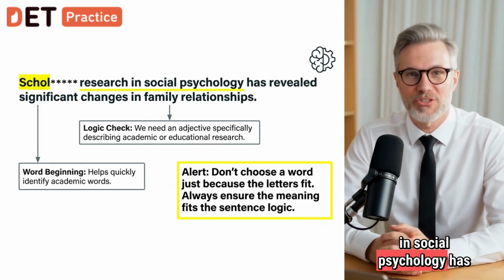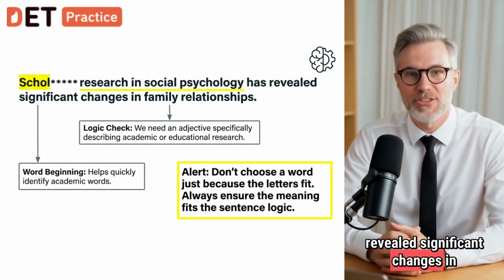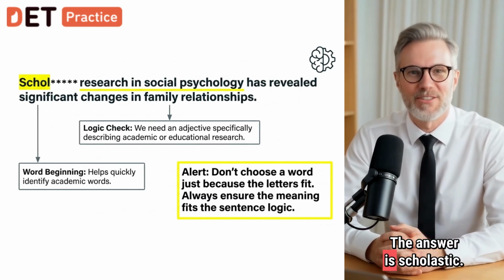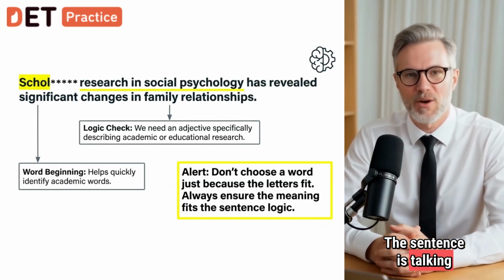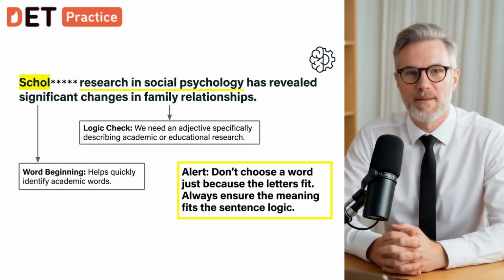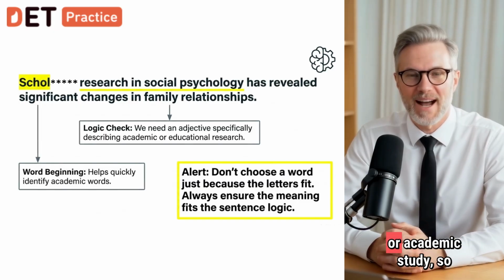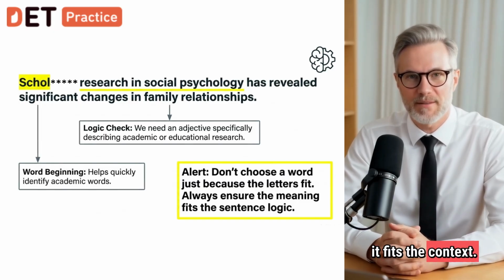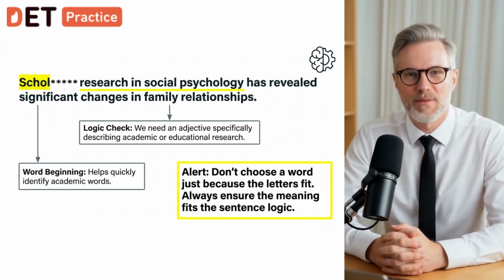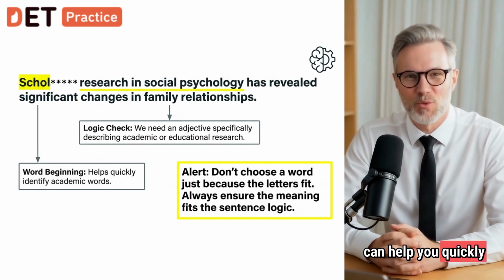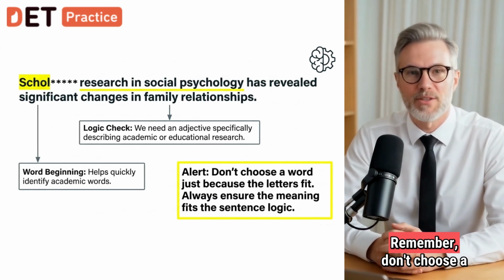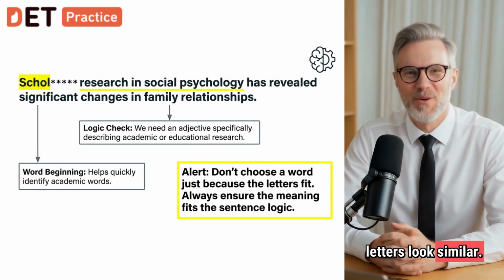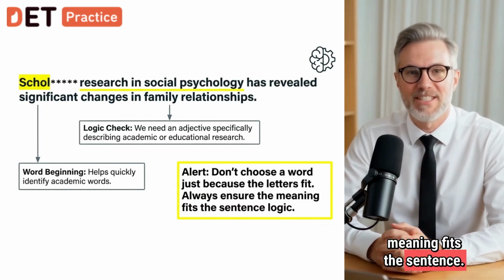Question 4. Scholastic research in social psychology has revealed significant changes in family relationships. The answer is scholastic. Now, let's use logical reasoning and context. The sentence is talking about research in social psychology. We need an adjective to describe the research. Scholastic relates to education or academic study, so it fits the context. Notice that the blank starts with sch. Recognizing the word beginning can help you quickly identify possible words. So the answer is scholastic. Remember, don't choose a word just because the letters look similar. Always check whether its meaning fits the sentence.